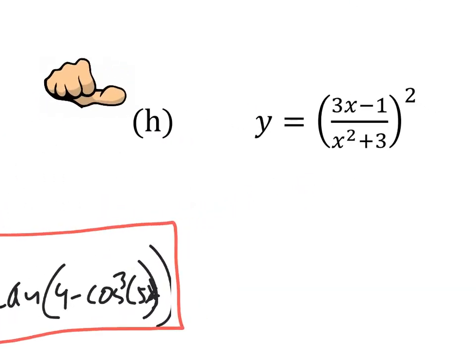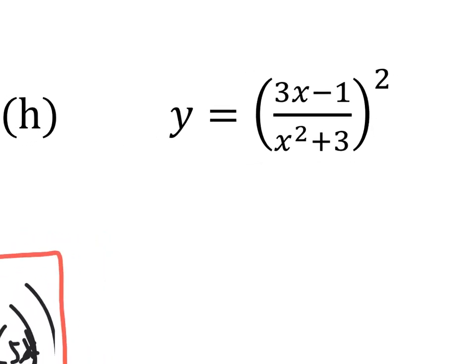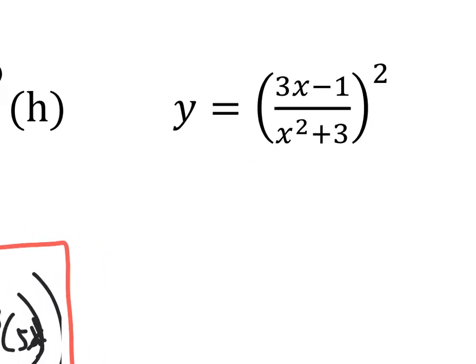Don't expect a problem that big on any assignment or test, but I wanted to show you how we can go as many layers as we need to. So last one here, let's finish off with a more reasonable one. We've got dy dx. Let's start from the inside out again. Take the derivative of the inside. That's going to be a quotient rule.